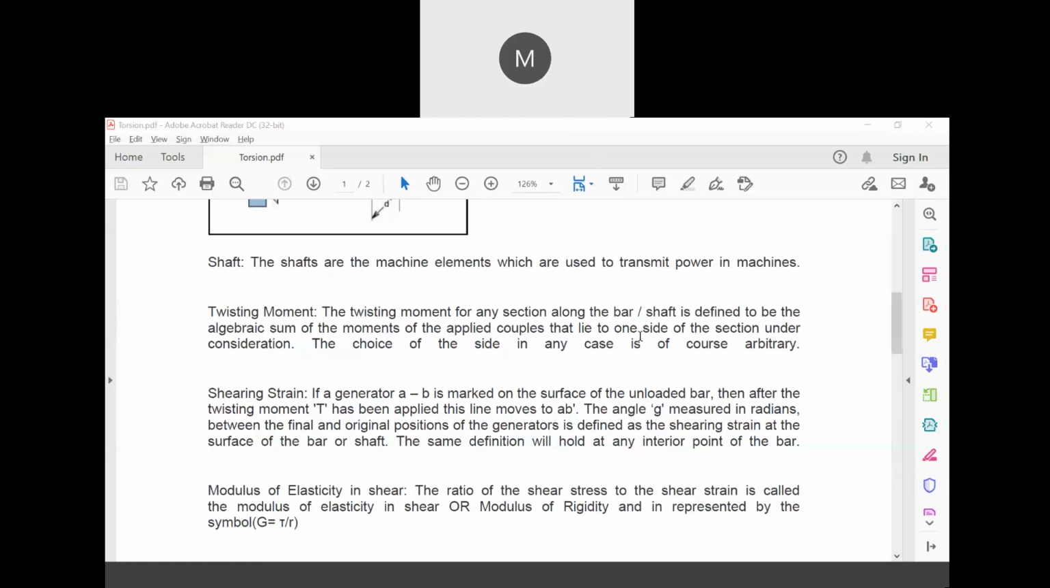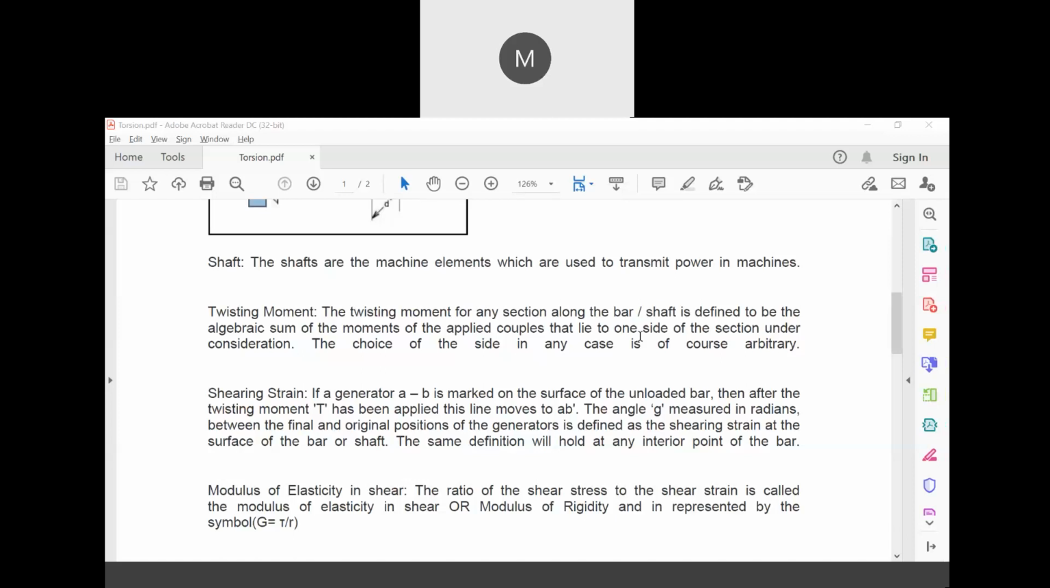Now, what is shearing strain? If a generator AB is marked on the surface of an unloaded bar, and after the twisting moment T has been applied, this line moves. Once you twist it, suppose a particular end is fixed, but there is shear. Shearing strain means the change in the original value in the numerator, over the original value in the denominator. In that way, we'll consider it as shear strain. The shearing strain is nothing but simple shear strain.